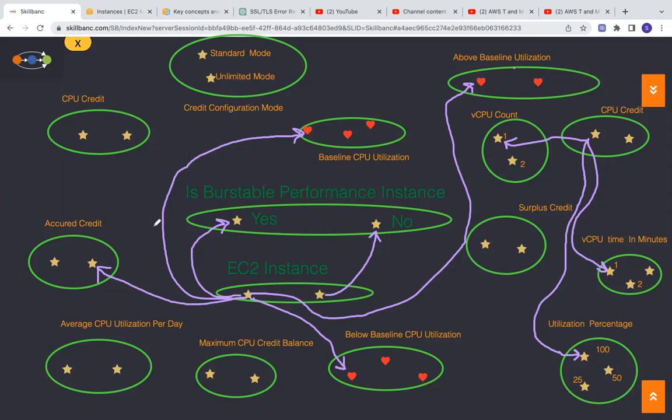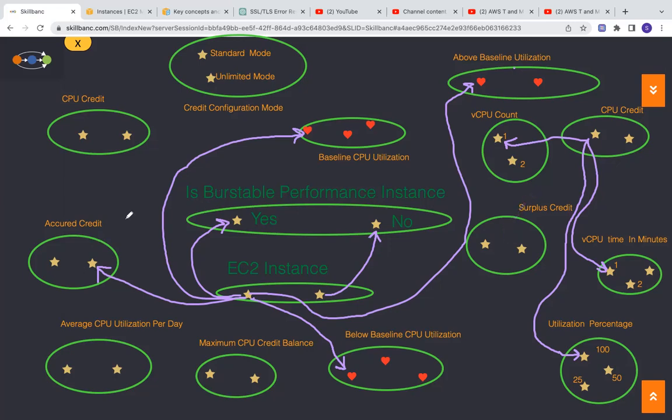When you run the credit configuration mode, suppose you are accruing these credits. You can configure it to be in standard mode or unlimited mode. So in standard mode, what happens? You utilize these accrued credits when more CPU utilization is required. And once these credits come to zero, it will fall back to baseline CPU utilization, and then it won't have surplus credits to spend.